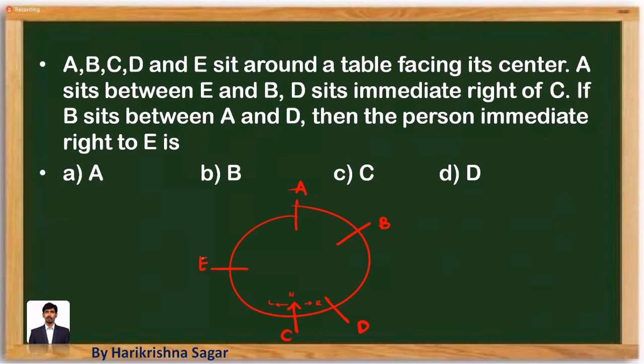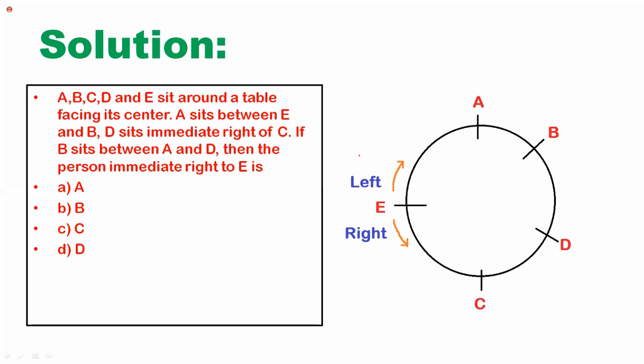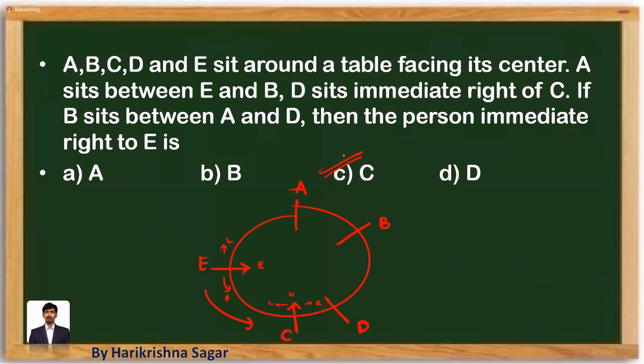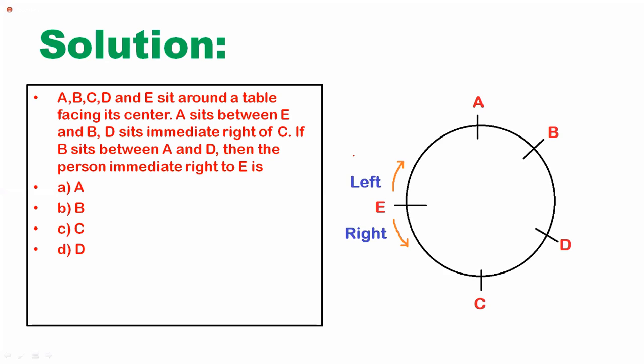Now the question is who is immediate right of E? When E is here, E is facing east. This is left and this will be the right. So who is sitting immediate right? That's going to be C. Mark it as the answer. That's what I have mentioned here. The same data you can put diagrammatically like this.